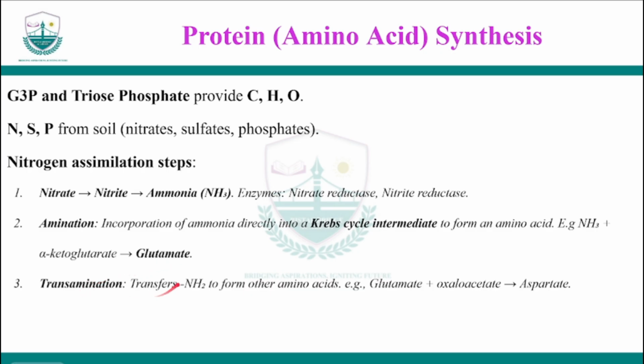Transamination is another process where the amino group is transferred from one amino acid to another, such that you have another amino acid. So this is also an important process through which plants get the amino acids that they need.